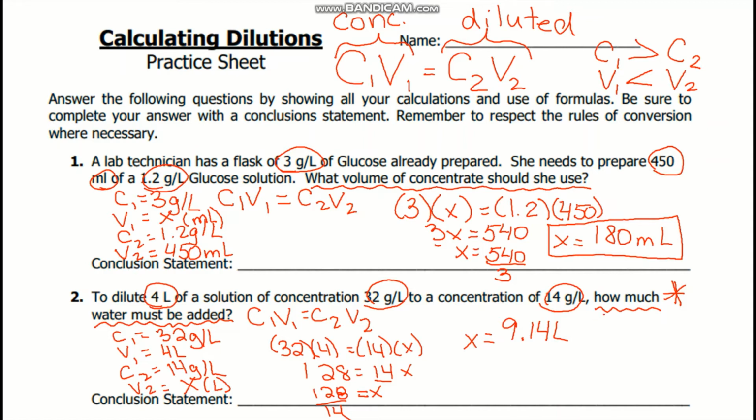Now, this corresponds to the actual volume of the entire diluted solution, but we want to know how much water was added. So we have to do a second step. We take the final volume minus the first volume, and we actually get our answer. So in this case, the final volume is 9.14. The first volume was 4, which means that we are only going to have to add 5.14 liters to the already existing 4 liters, and therefore this is the answer. 5.14 liters is how much water we need to add to the original solution.